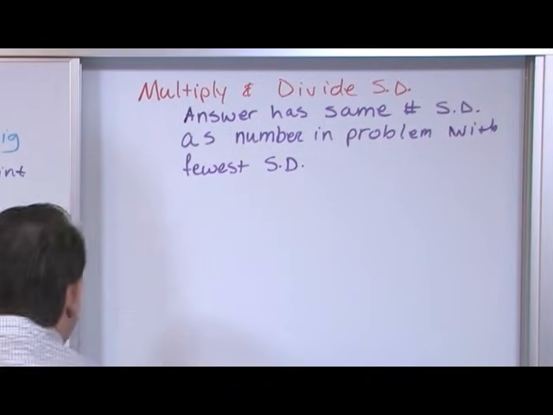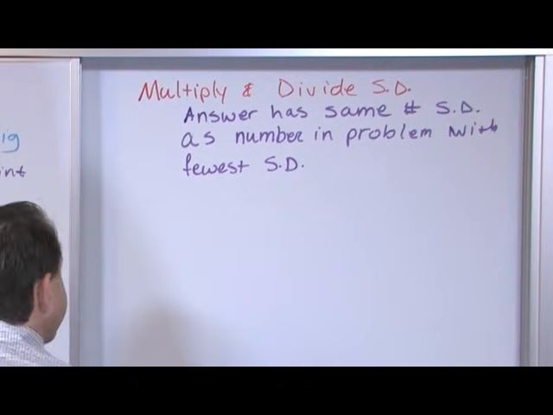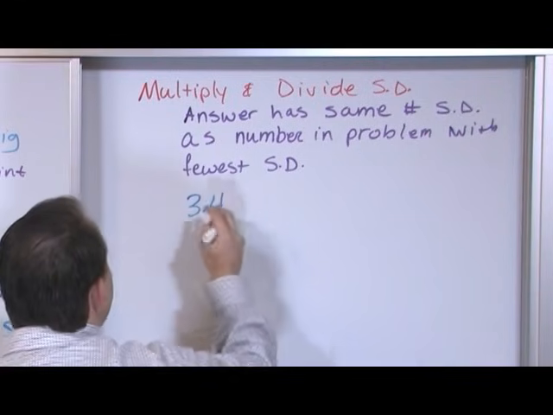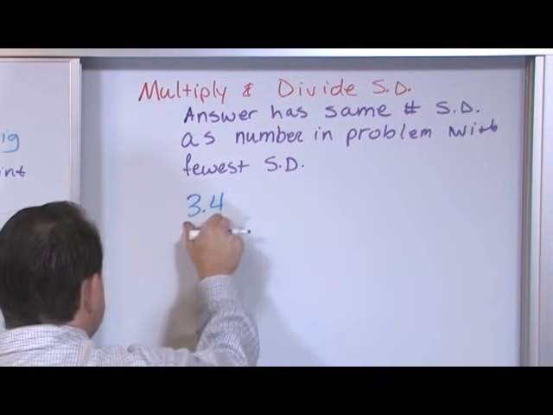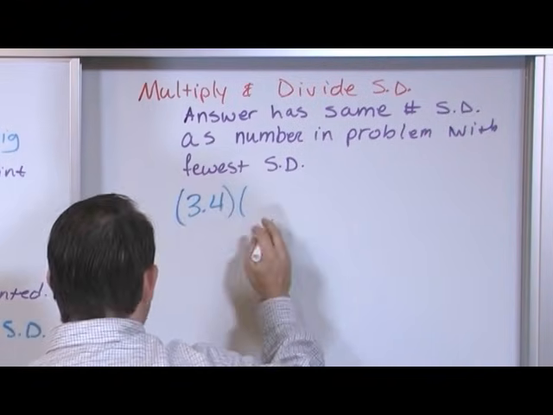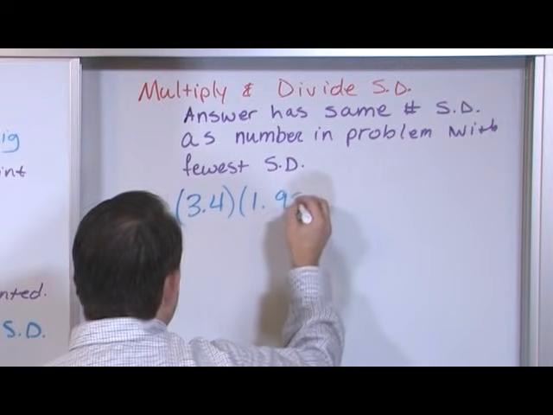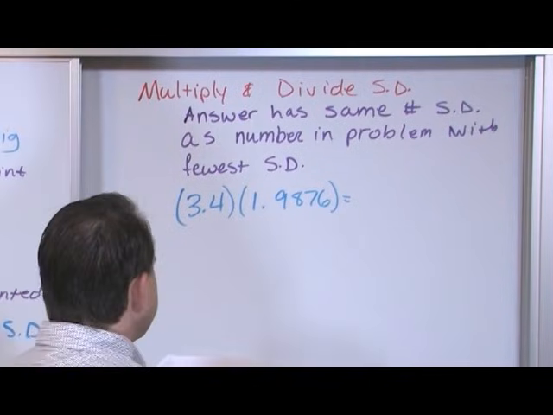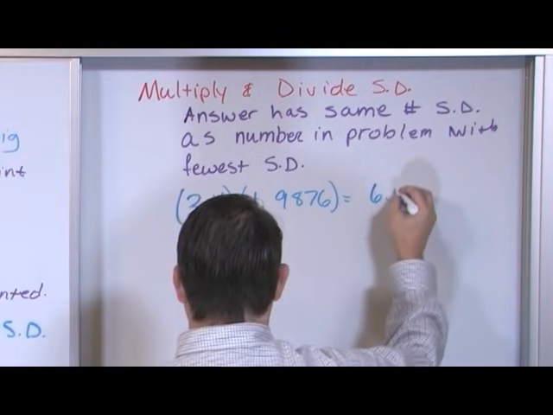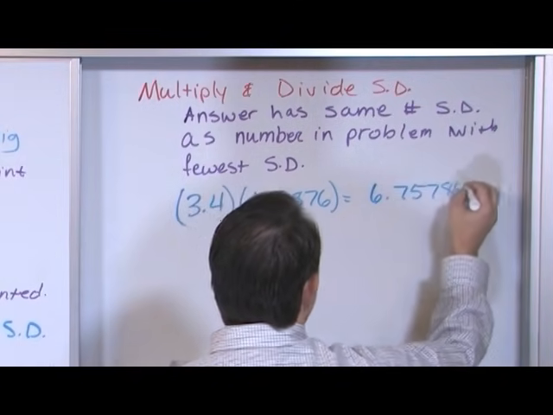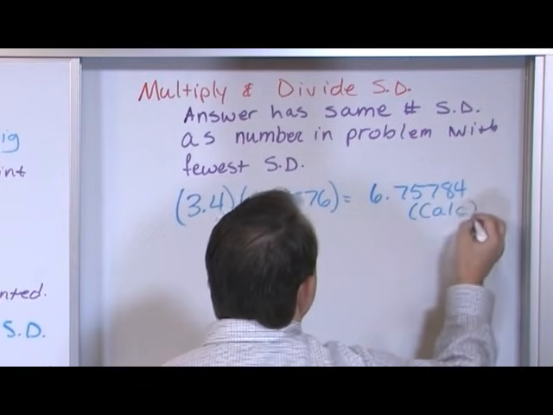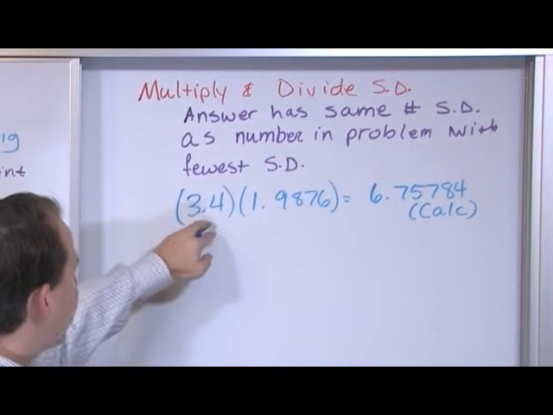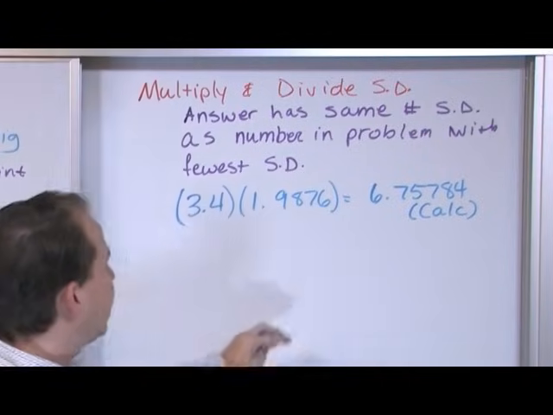What it's basically saying, to give you a concrete example, is if I'm taking the number 3.4, how many significant digits do I have? 2 significant digits. And I'm multiplying it by something like 1.9876. If I do that in my calculator, what I'm going to get is 6.75784. This is the calculator number. But I know that I don't want to keep all those digits because one of my numbers I used to begin with wasn't even measured very accurately. This guy was measured a whole lot more accurately.